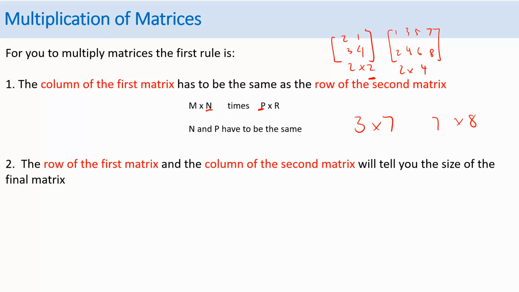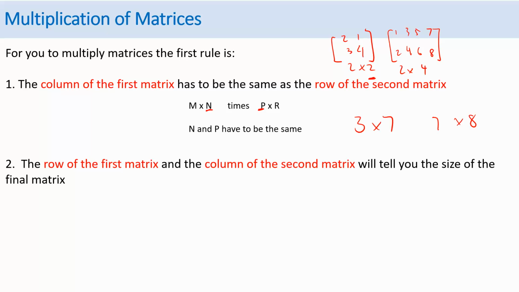Whereas this matrix here, what would my answer be for this matrix? If I multiply these two matrices together, what would my result be? Not 7, 7. 3, 8. 7, 7 tells me rule number 1 works. Rule number 2 tells me that the answer will be a 3 by 8. The two numbers on the outside will tell you the size of the final matrix. Okay, those are the 2 rules.